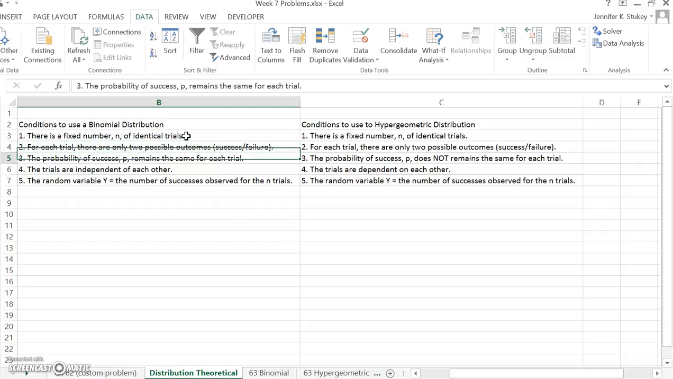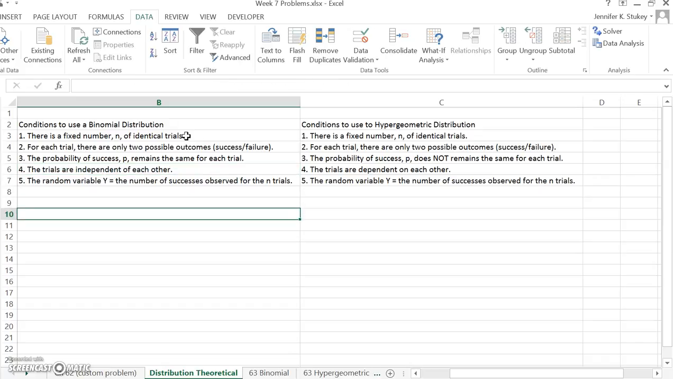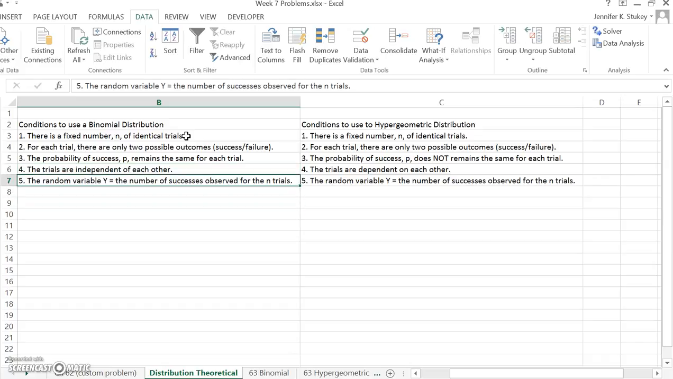Heads or tails. The probability of success, which is your P, remains the same for each trial. So if I flip heads on the last trial or the last 5 trials, it still doesn't change whether or not I would flip heads on the next trial. The odds are still exactly 50-50. So that means that the trials are independent of one another, because what I've done already does not affect what will happen in future trials. And then the random variable Y equals the number of successes observed in the trials.